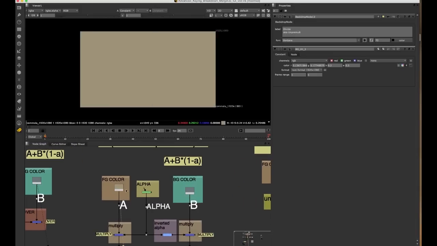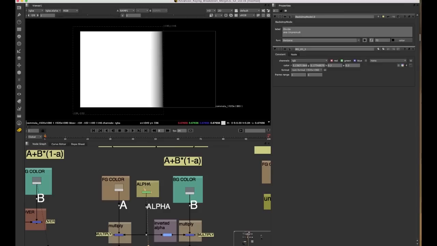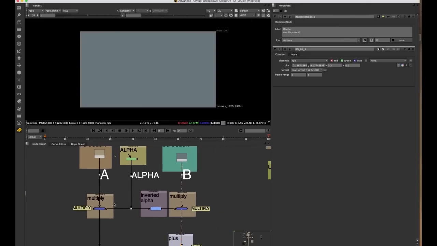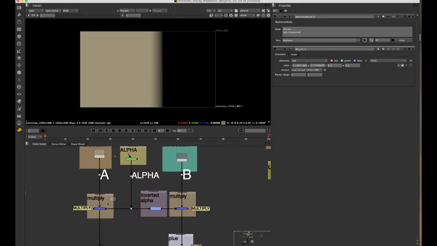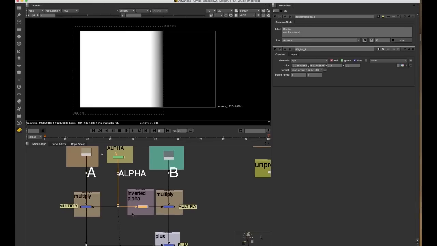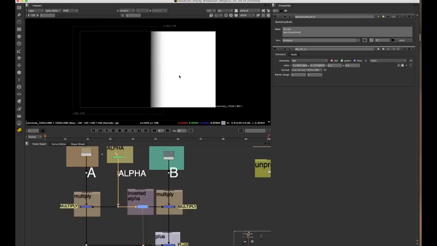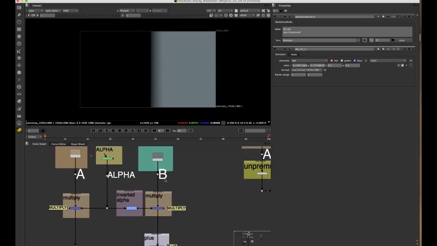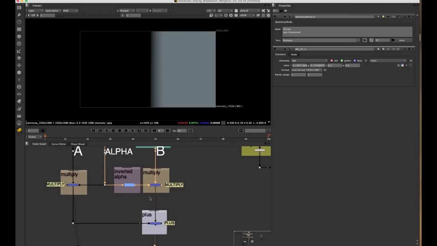So again, we have our three elements, our tan image, our alpha, and our blue image. What you do first is multiply the tan image by the alpha, and we get what we would expect. But then at the same time, we take the inverted image of the alpha, which is just the exact opposite. So all the black turns white and all the white turns black, and it inverses the ramp. And then we multiply that with the B image. So it's like two halves. And then we take those images and plus them together.